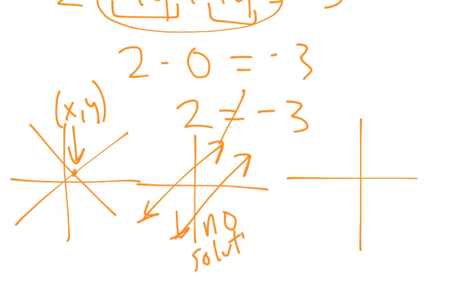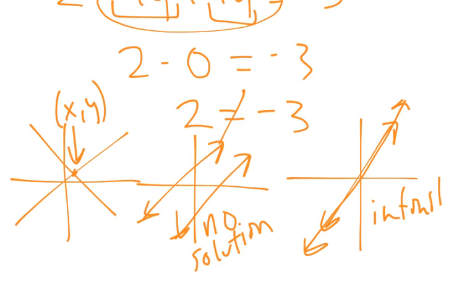So we had that no solution, right? We also had where it was the same line, just overlapping, and that we called infinite solutions. Okay, that's what it looked like graphically. So now, algebraically, when we solve it with substitution or our other method, there's going to be three things.